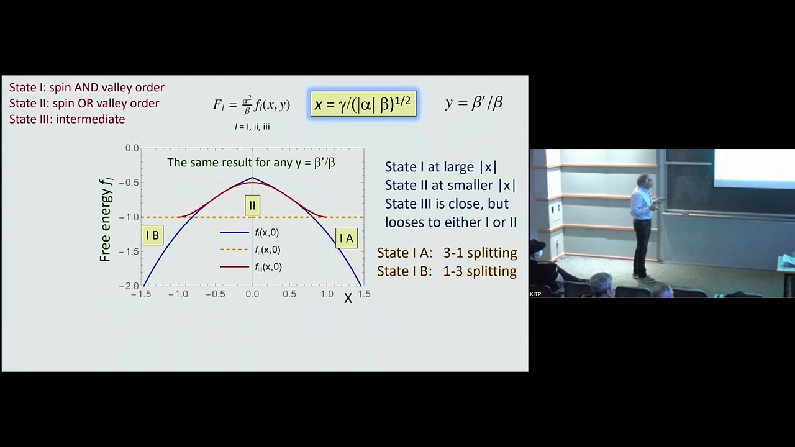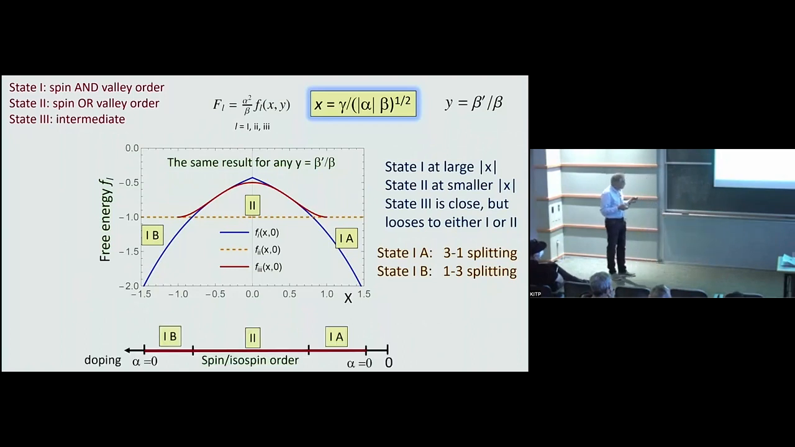When I say 1A and 1B, it is just the same state with spin and valley order, but for two different values of gamma, and it means the splitting is either 3-1 or 1-3. And basically then this is what comes out. This is in fact our result. The rest will be just applying this result to look at experiment.